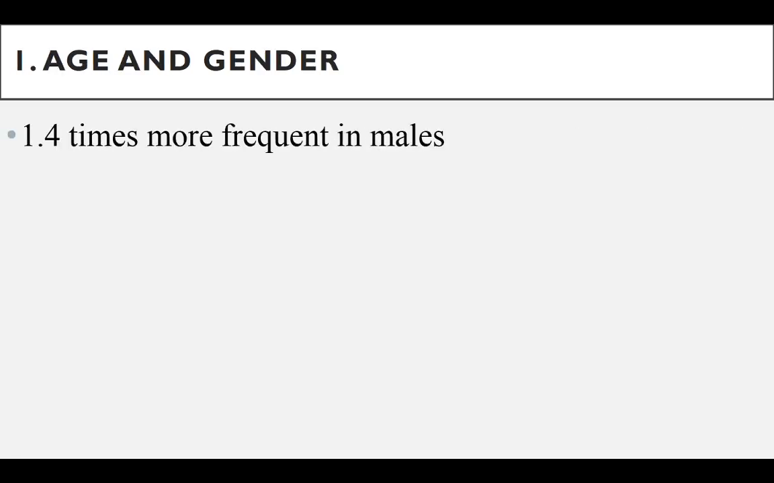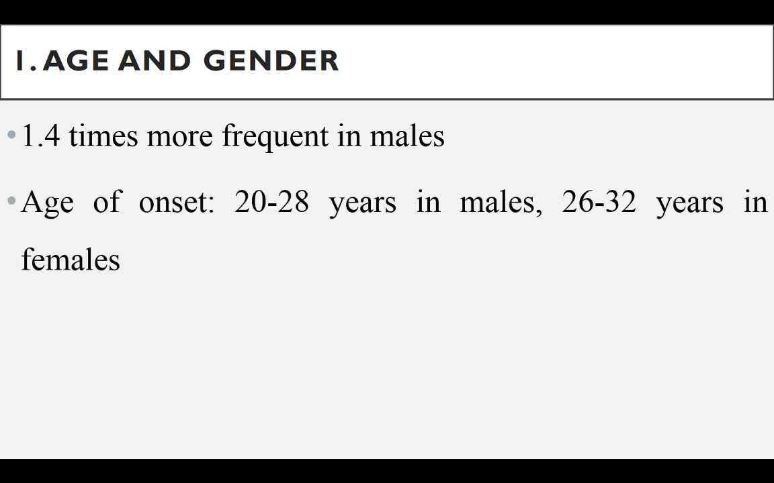Okay, now age and gender. It is 1.4 times more frequent in males. Age of onset, 20 to 28 years in males. It starts at later years in females, 26 to 32 years. Later on, when we do child psychiatry, childhood schizophrenia also is there. At that time we will discuss that. So in general, when it comes to gender, it is more frequent in males. The age of onset is early in males, on the later side in females.